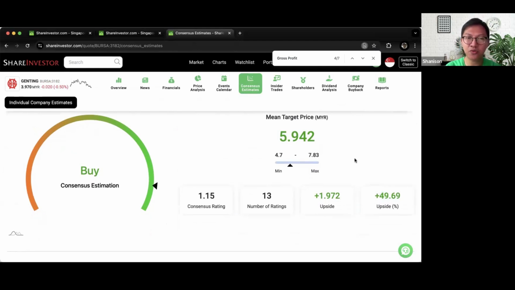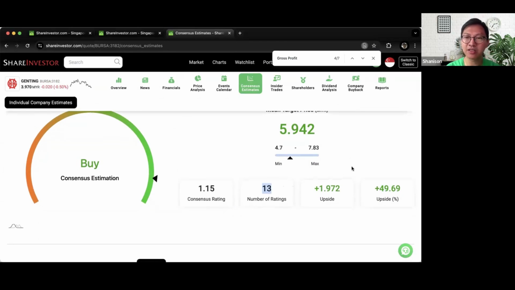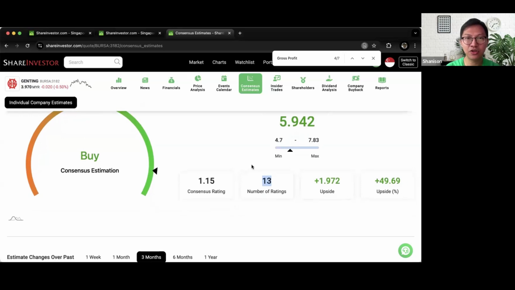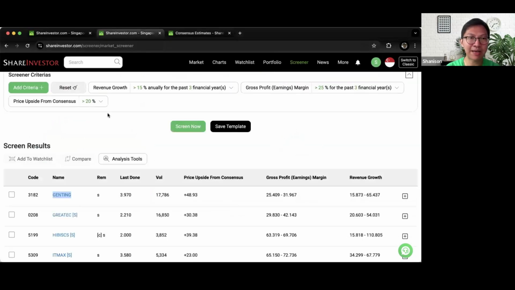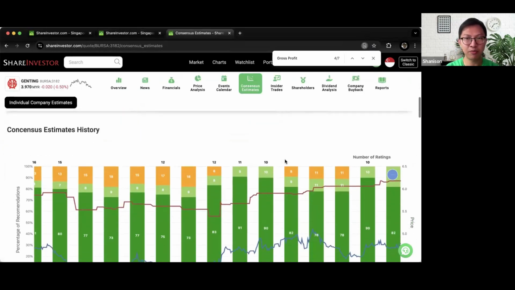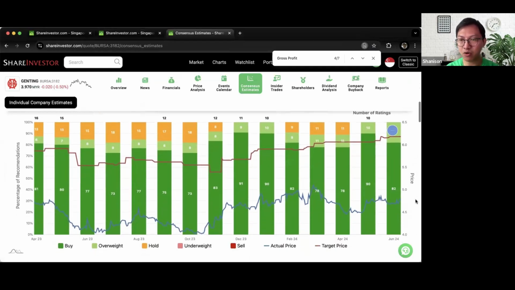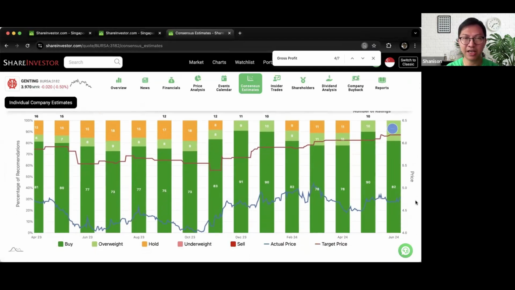Again, this is based on the research analysts' ratings, and there are 13 of them covering this. So it does fall under your criteria of the upside having to be more than 20%. But of course, you can research more on why the research analysts are giving these ratings. The buttons here will show you, but I won't go into detail on this. This is covered in another webinar. If you're not sure, you can go to our blog, shareinvestor.com, to check out the previous webinar.